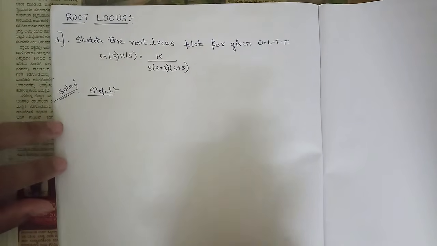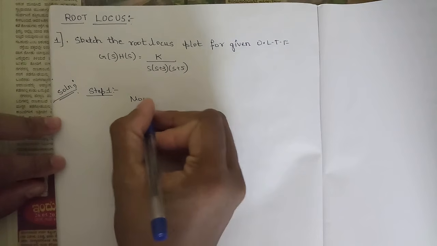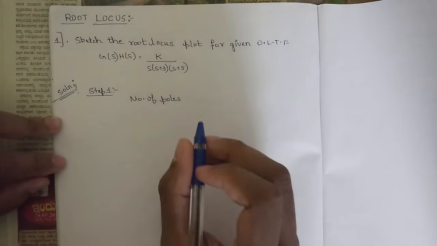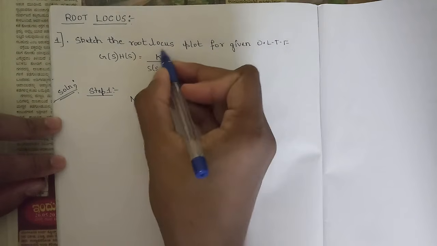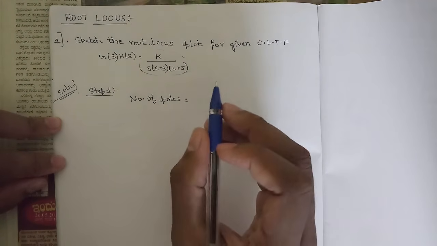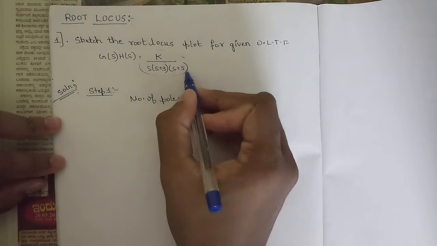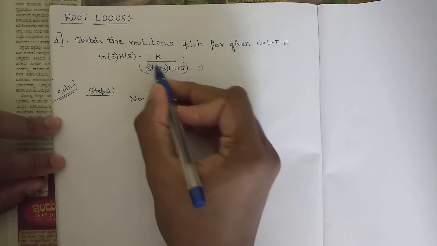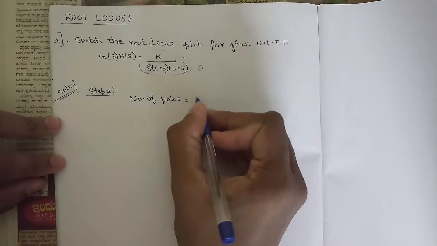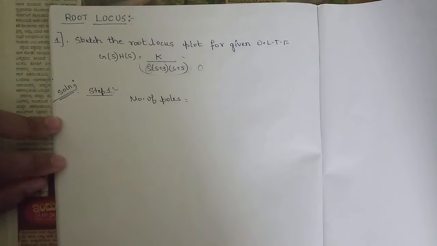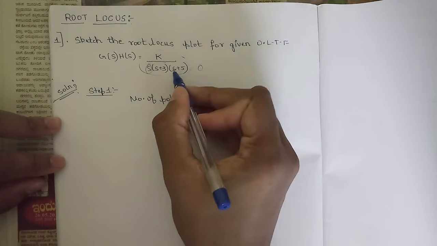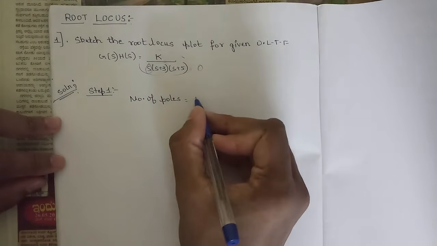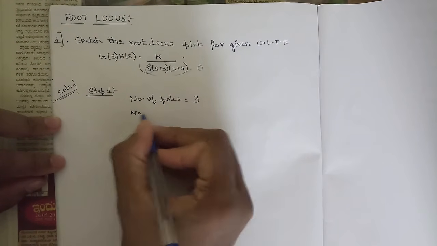In order to calculate the number of root loci, first we need to know the number of poles. How do we know the number of poles? We can see it from the transfer function only. Poles can be determined by looking at the denominator. When we equate it to 0, s = 0 is one pole. s + 3 = 0 gives another pole, s = -3, and s + 5 = 0 gives one more pole, s = -5. So we have 3 poles here.